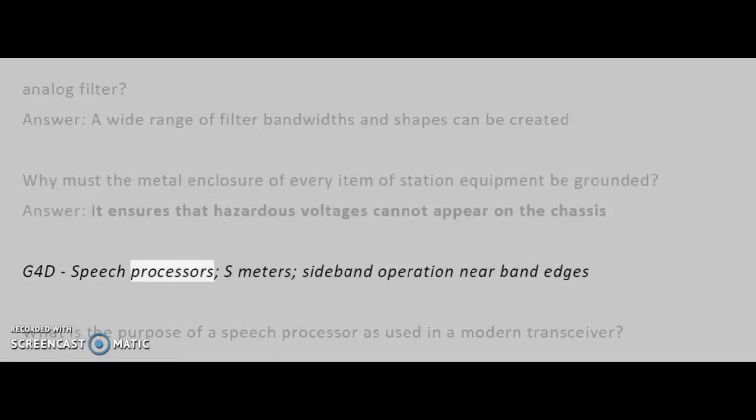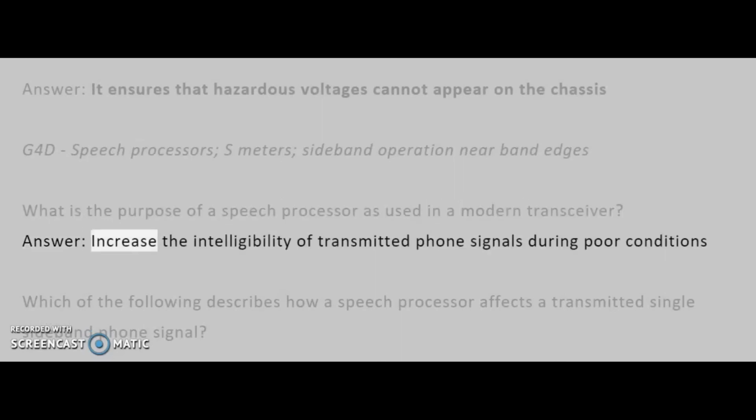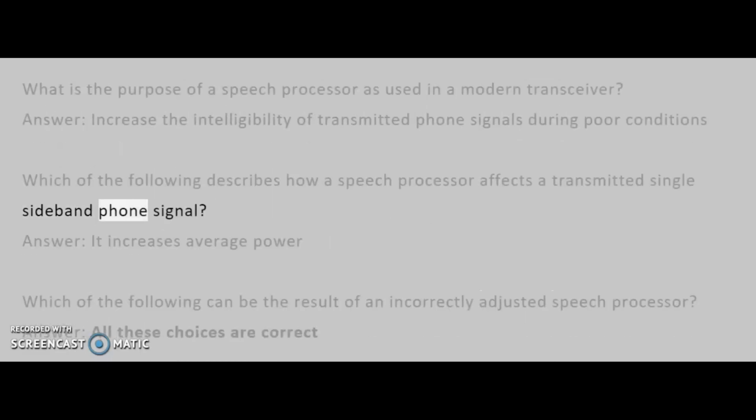G4D: speech processors, S-meters, sideband operation near band edges. What is the purpose of a speech processor as used in a modern transceiver? Answer: increase the intelligibility of transmitted phone signals during poor conditions. Which of the following describes how a speech processor affects a transmitted single sideband phone signal? Answer: it increases average power.